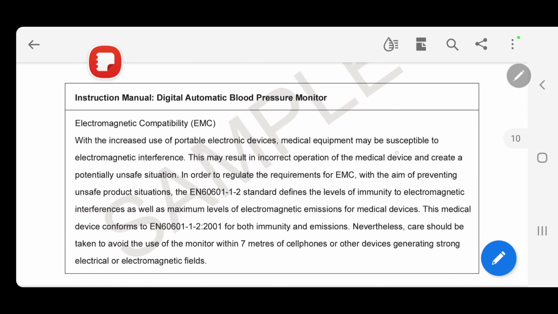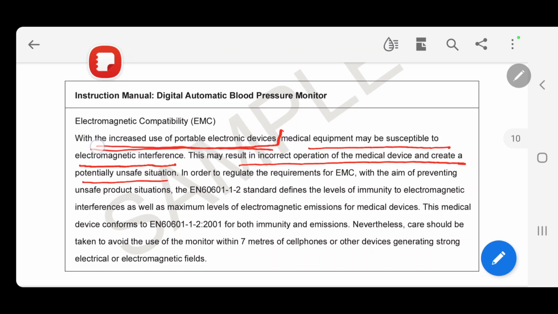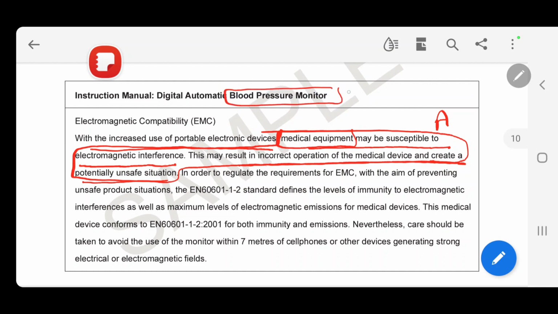Anyhow, we can go and read the paragraph. With the increased use of portable electronic devices, medical equipment may be susceptible to electromagnetic interference. This may result in incorrect operation of the medical device and create a potentially unsafe situation. Here you can see that this is option A, and it's just focusing on the medical equipment. The question is about the blood pressure monitor, so we can negate A. You can go on reading; I'll just save the time.